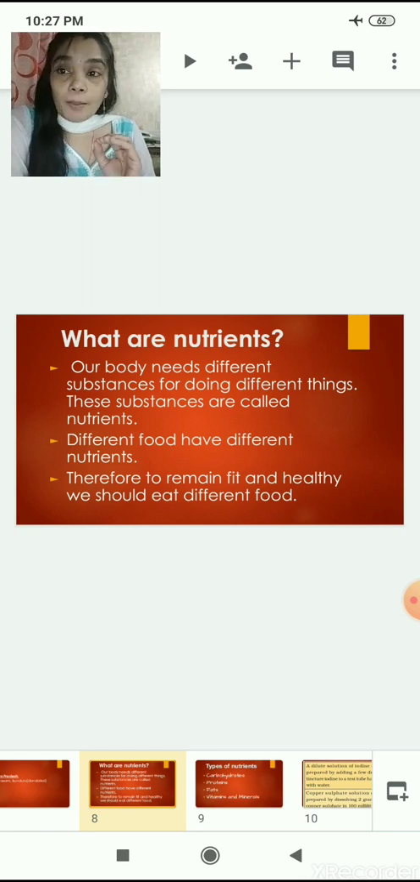Now, children, the major nutrients in our food are, as we listed now, what are the major nutrients? Yes, the five major nutrients plus dietary fibers and water. So that is needed for our body. Now, do all foods contain all these nutrients? No. So that is why we should have all kinds of food.